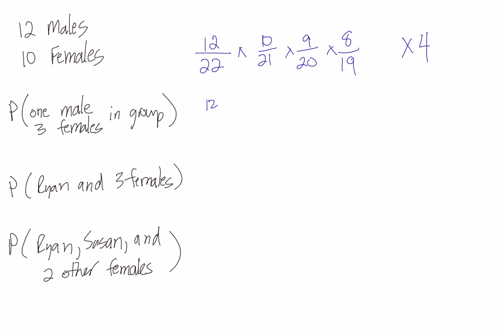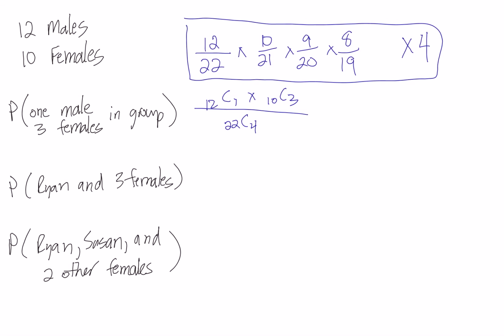So the C notation is we want 1 out of 12 males and 3 out of 10 females, and our total would be 4 people out of the 22. Okay, so we'd write 22C4 on the bottom. So that answer should be the same as what I did above after you times it by 4.